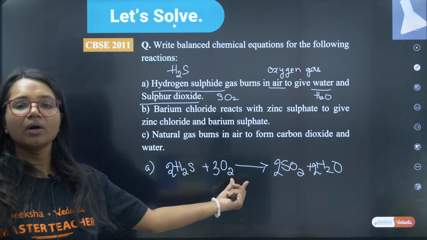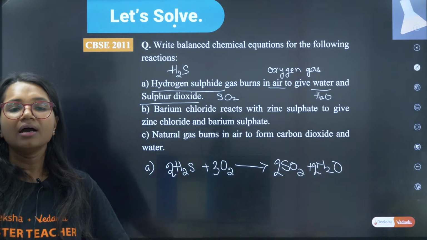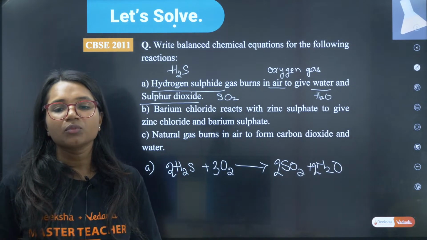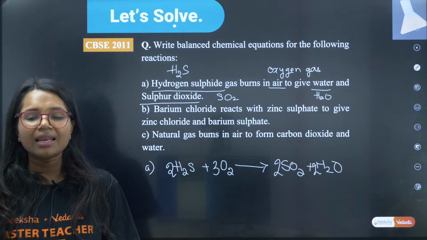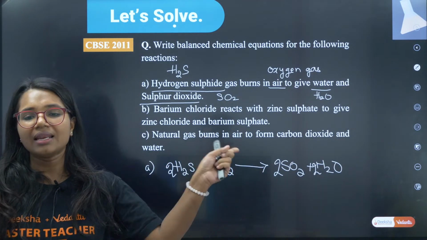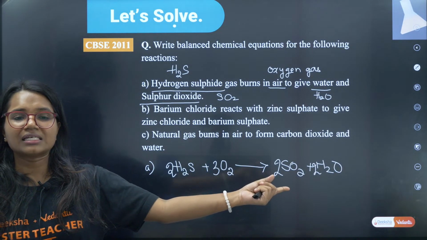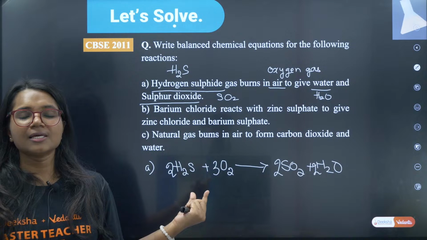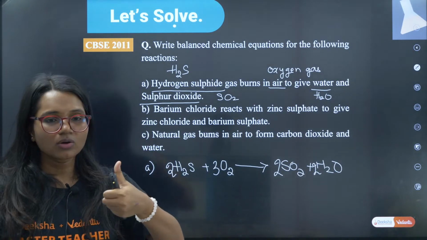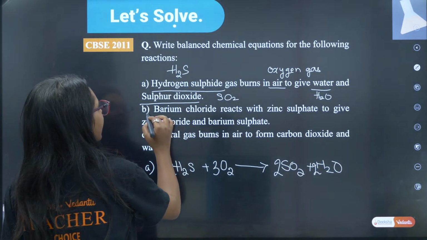H2S plus 3O2 will give you SO2 plus water. Is this a balanced reaction? Do give me a thumbs up if it is. This is absolutely a balanced reaction. Same number of sulfur on this side and that side, same number of oxygen, same number of hydrogen. Okay, fine.